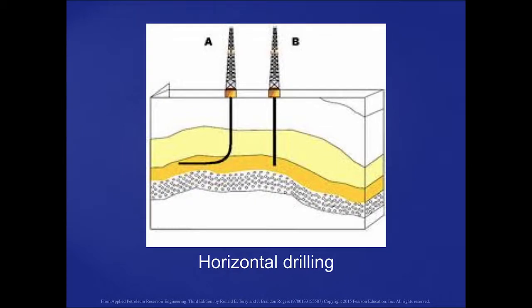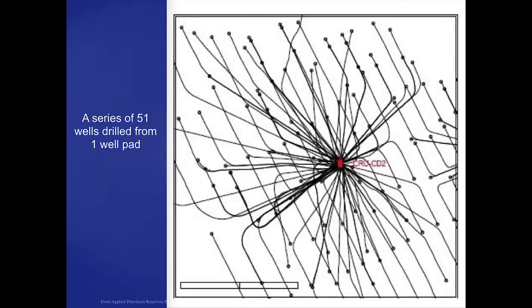One thing that has added to the success of producing from known oil and gas reservoirs is the concept of horizontal drilling. This slide shows a well where the drillers have gone in perpendicular to the surface. They've reached what we call the pay zone, where the oil and gas exists, and then they turned it at a 90-degree angle and went through parallel to the pay zone. Here is a picture showing a series of 51 wells that were drilled from one well pad. So the concept of horizontal drilling has really added efficiency to the drilling and production process.